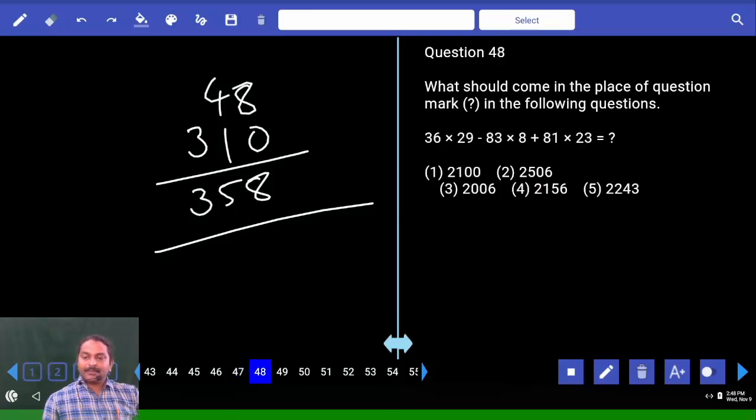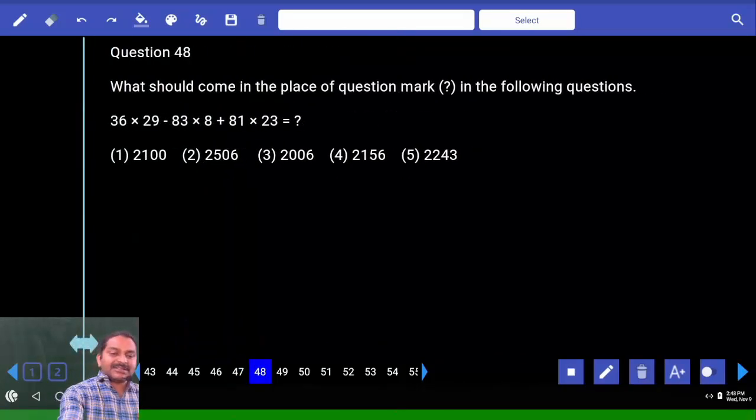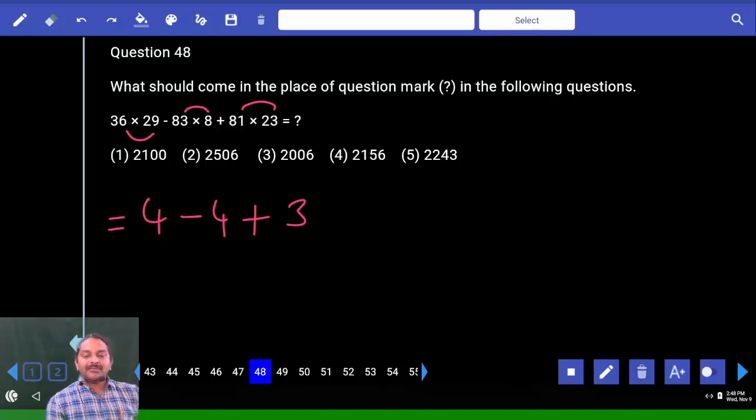Next. Let's see last digit, we'll verify. 6 into 9, 3 into 8, 1 into 3, answer ends with how many? Right. If multiple options are there, yes, we have to solve.